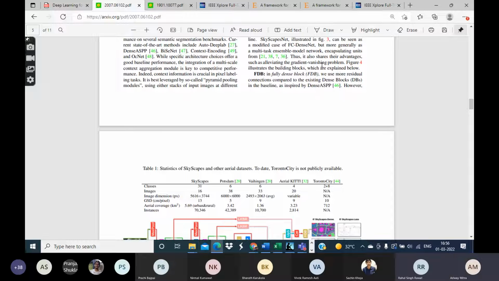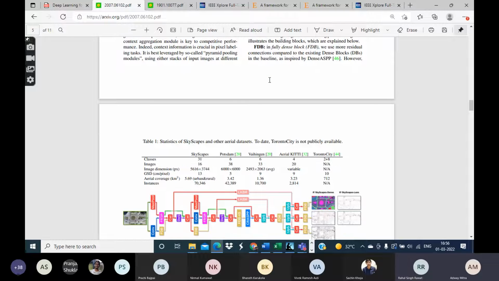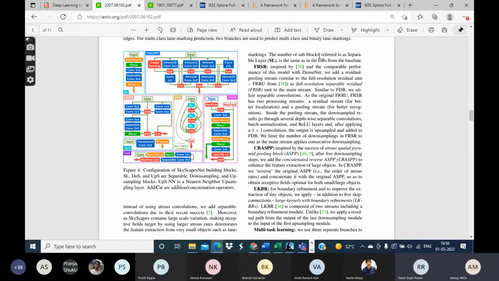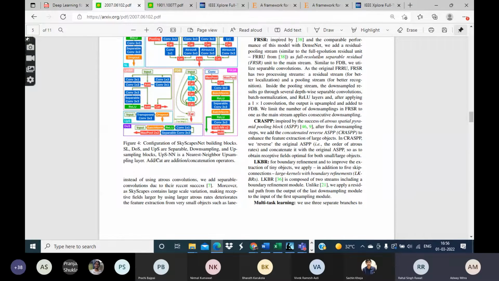So they have proposed a neural network that has different building blocks. One is the FDB, or the fully dense block, where we use more residual connections compared to the existing dense blocks. Dense, as the name suggests, is closer to a fully connected layer. That is, dense indicates how frequent, or what is the number of these edges they have.